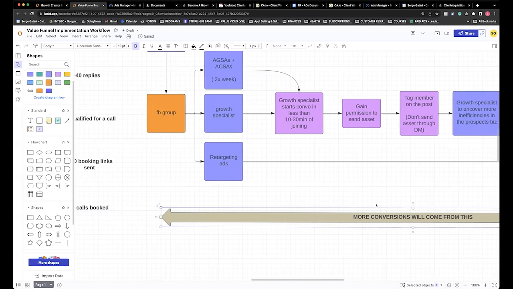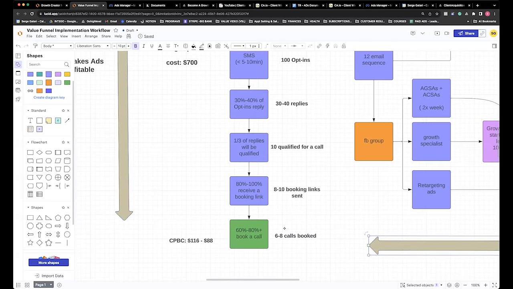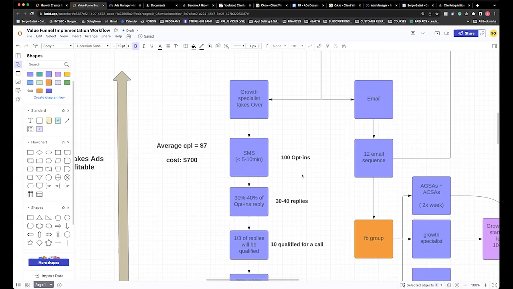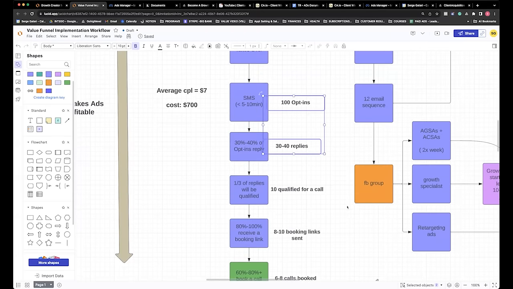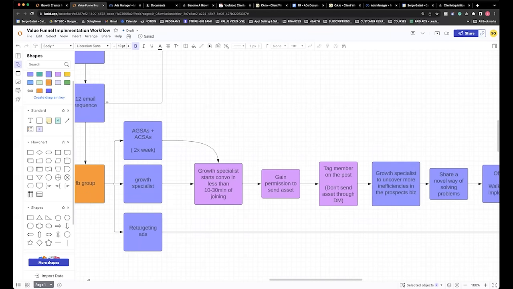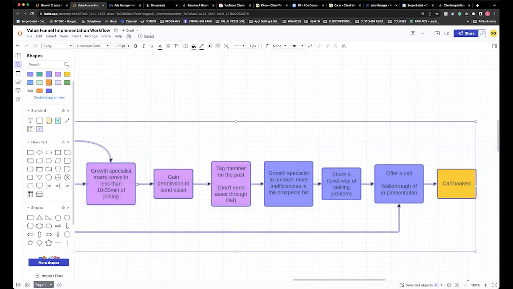So even though I just showed you that 6 to 8 percent will book a call from all the opt-ins in the following 2 to 3, 4, 5 days, we'll actually end up getting more conversions over time from other long-form content and future initiatives. Does that make sense? Okay.